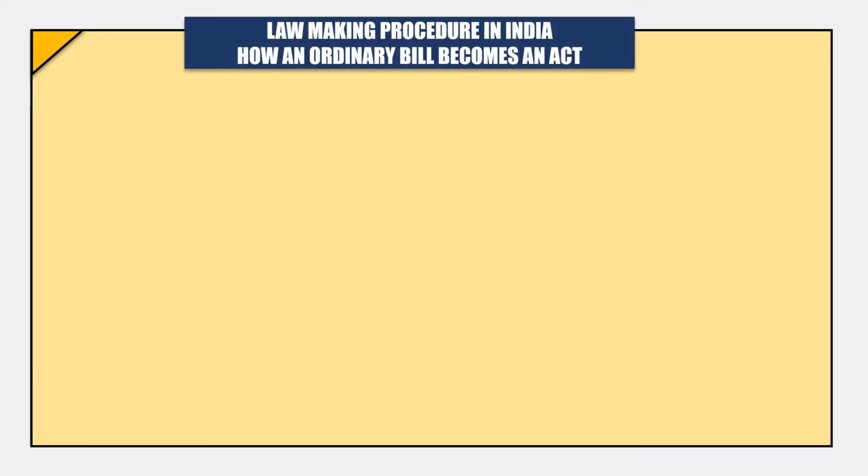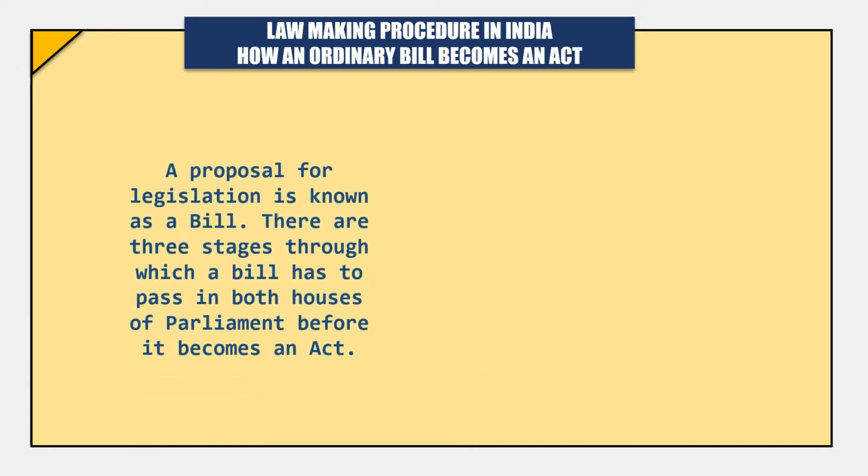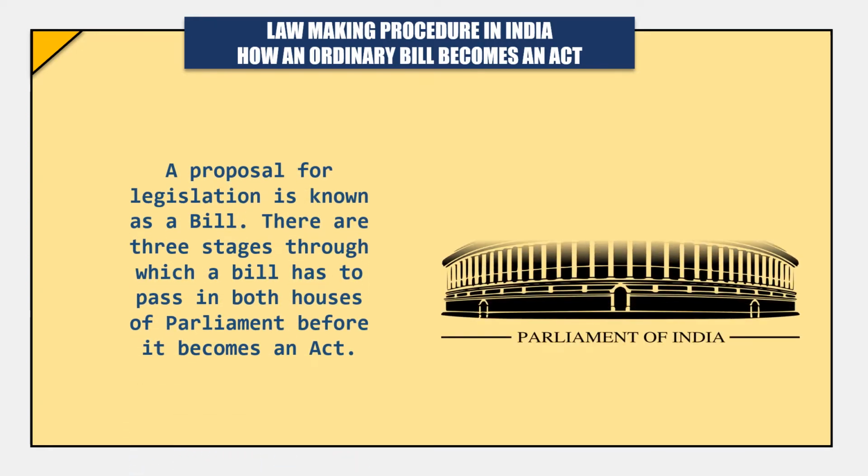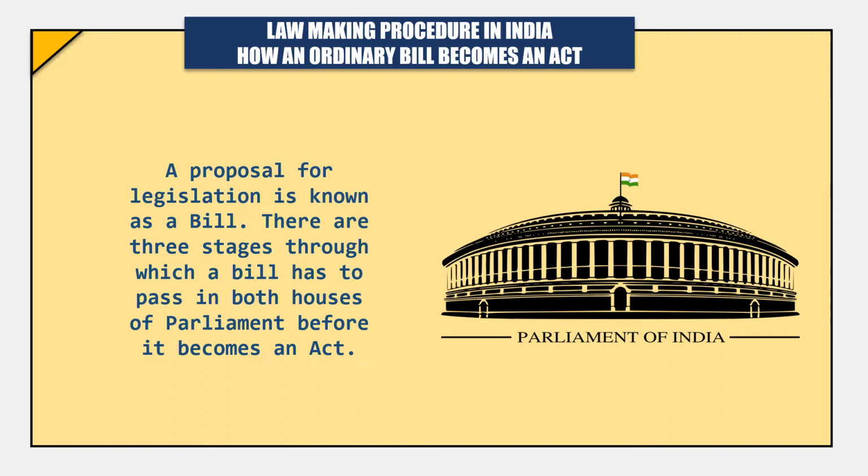Lawmaking procedure in India. How an ordinary bill becomes an act. A proposal for legislation is known as a bill. The procedure for a government bill and private bill is same. There are three stages through which a bill has to pass in both houses of parliament before it becomes an act.